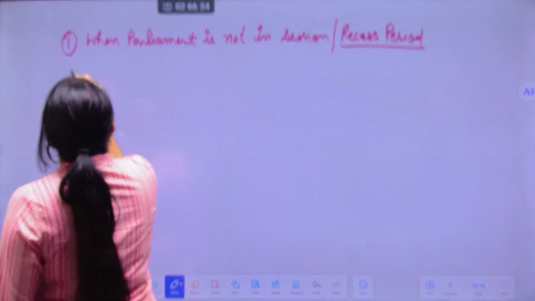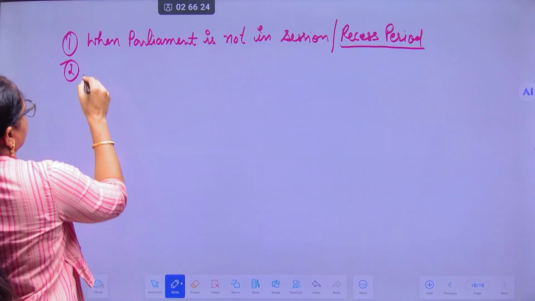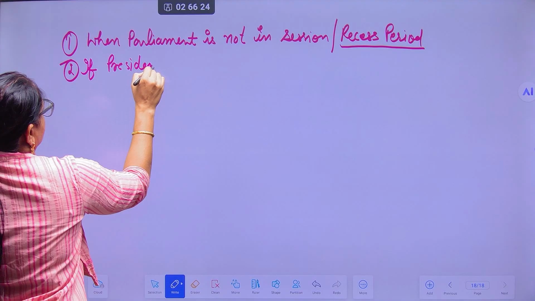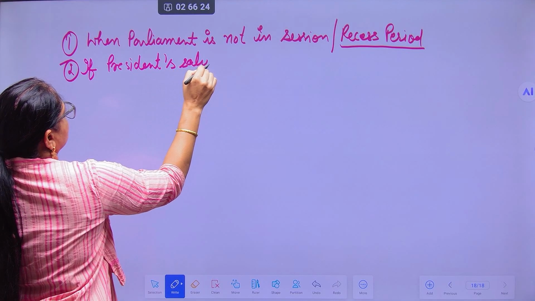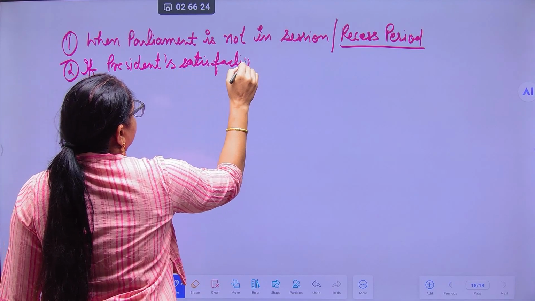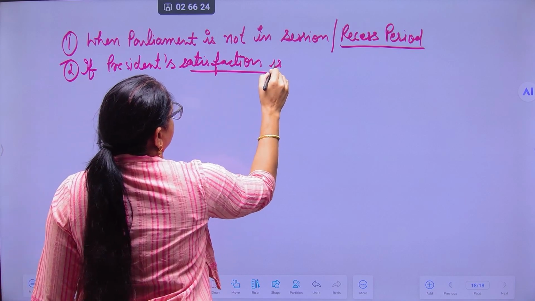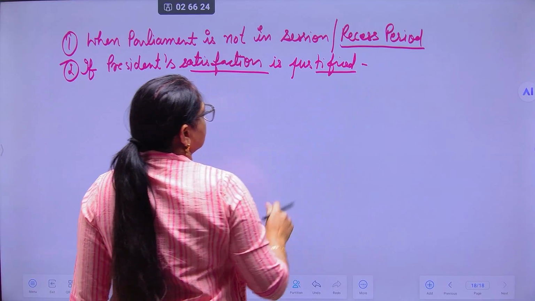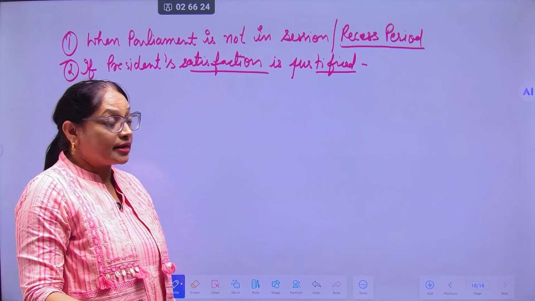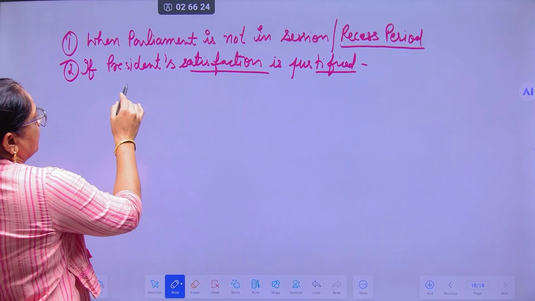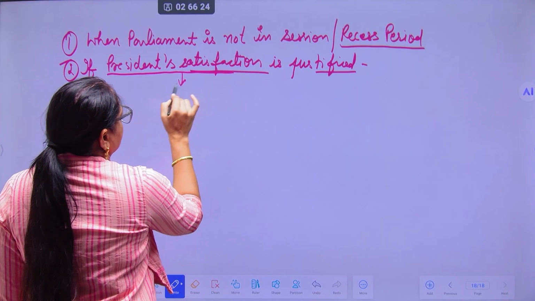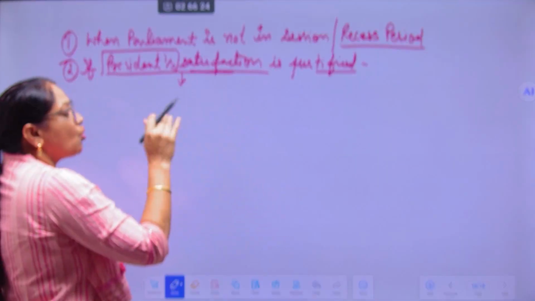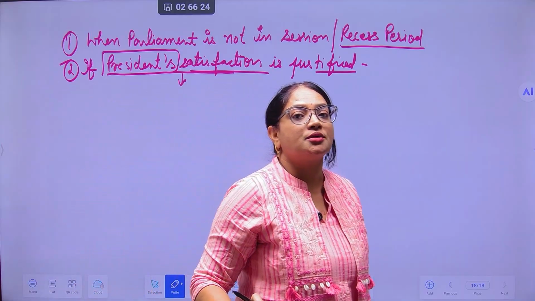Second, if the president's satisfaction is justified. This is also a circumstance that prevails before the promulgation of the ordinances. I will explain it. What do you mean by the president's satisfaction? The president is acting upon the promulgation of ordinances only on the aid and advice of the council of ministers, right?